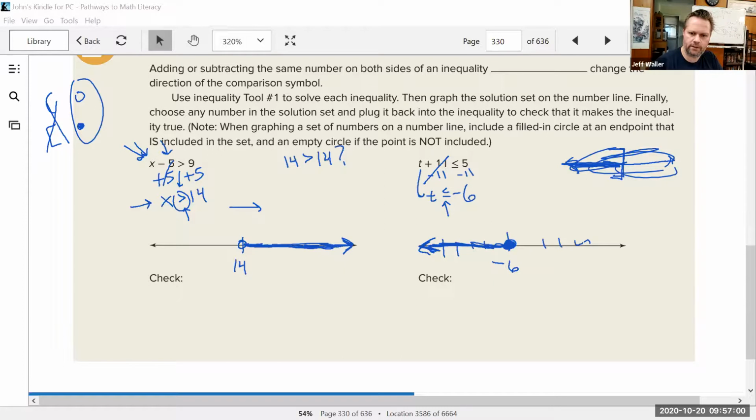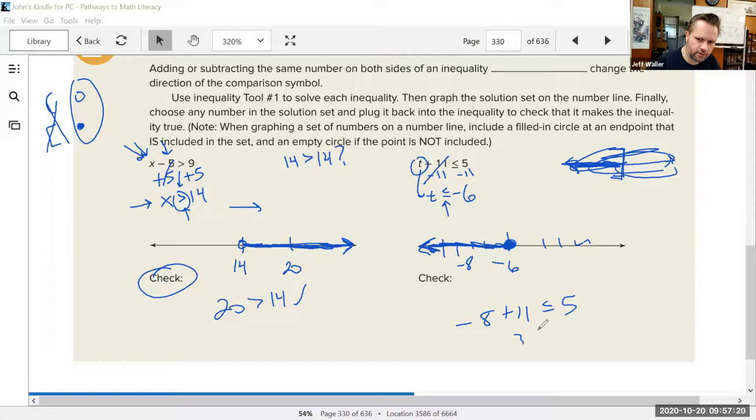Let me clear that. And this check is kind of dumb, to be honest. If I pick a number that's over here, is 20 bigger than 14? Check. And in here, if I pick a number back here, like -8, I'm going to put a -8 in place of t, right? Is -8 plus 11 less than or equal to 5? Is 3 less than or equal to 5? Check.